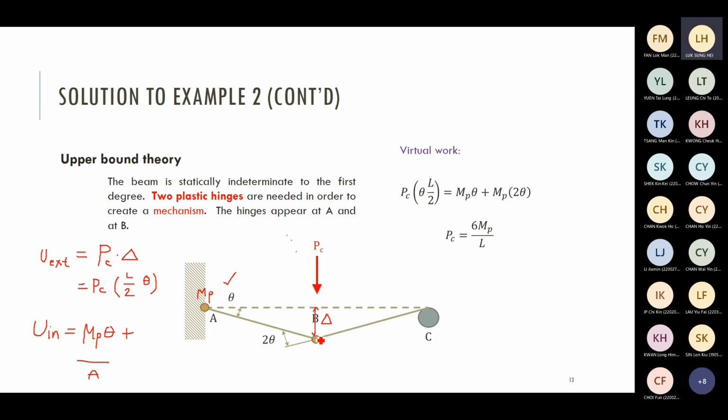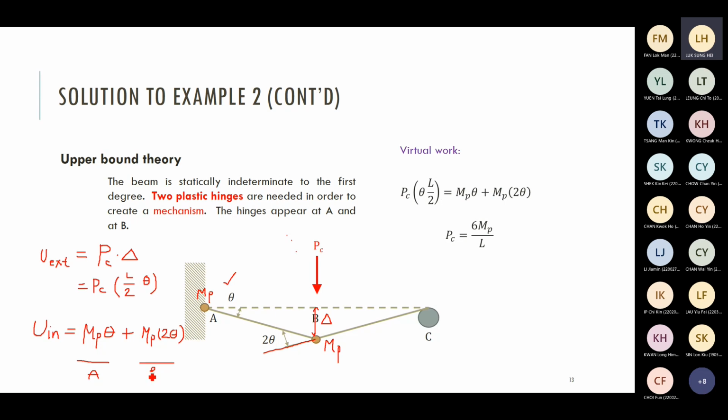Plus the one due to the plastic hinge at point B. At point B, the plastic moment is also equal to MP, because plastic moment depends only on the section and the yield stress. If they're the same, then it's also equal to MP, times the plastic rotation. The member was originally a straight line, but it's now bent by 2 theta. So the plastic rotation is equal to 2 theta. This is the contribution at point B.